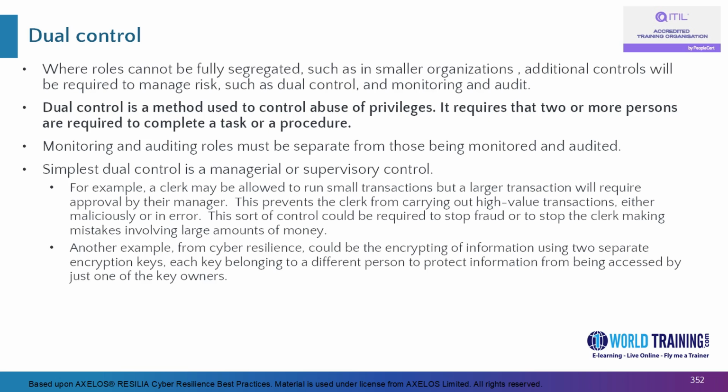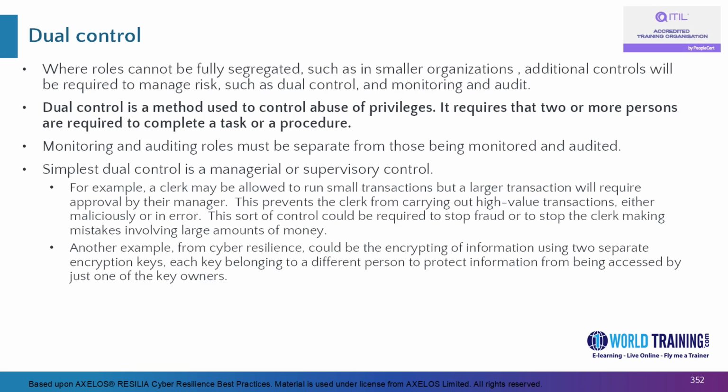The simplest dual control is a managerial or supervisory control. For example, a clerk may be allowed to run small transactions, but a larger transaction will require approval by their manager. This prevents the clerk from carrying out high-value transactions, either maliciously or in error. This sort of control could be required to stop fraud or to stop the clerk making mistakes involving large amounts of money. So we are not giving the approval role completely to another person, but in the case of smaller amounts, the clerk may be able to approve.